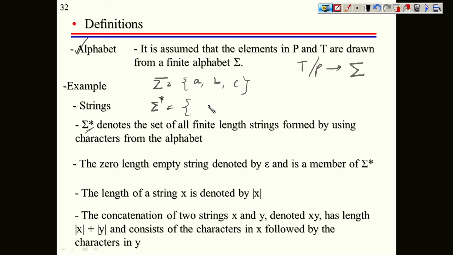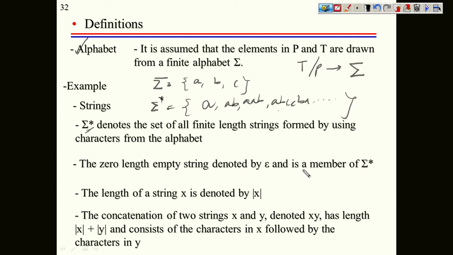So one may be A, one may be AB, and you are allowed to repeat these symbols defined in set sigma any number of times. You may say A, B, C, C, B, A, and so on. Because all these elements are of finite length and consist of elements defined in the alphabet set, they are all valid and represent sigma star. The zero length empty string, denoted by epsilon, is also a member of sigma star.